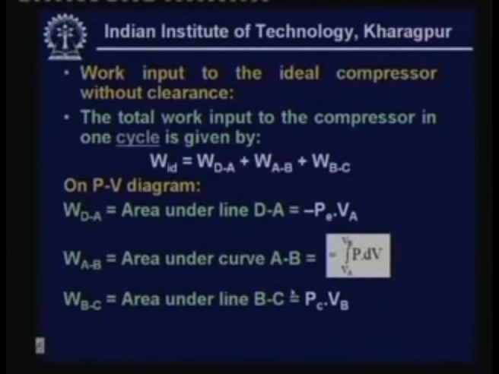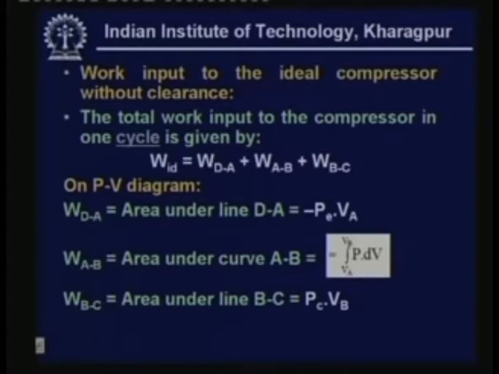So that is what is shown here on the PV diagram. WdA is the area under line dA, which is equal to minus P into Va. For WAB, I am using the sign convention that I call work input, so the output becomes negative. That is the convention used here. So WdA is the work output from the system, and this becomes negative: minus P into Va.